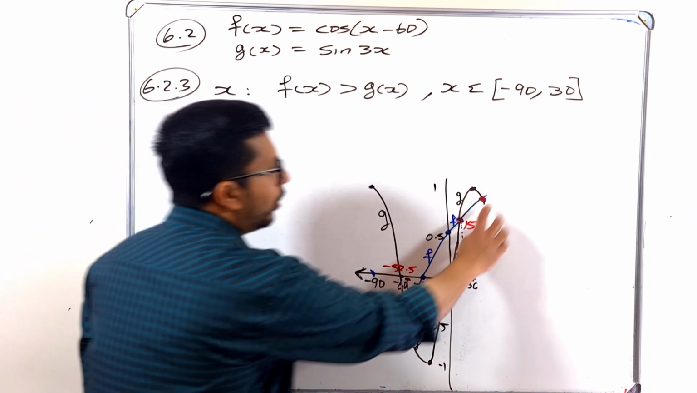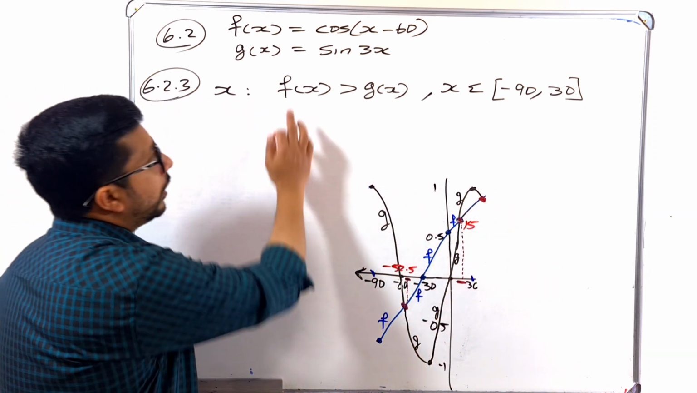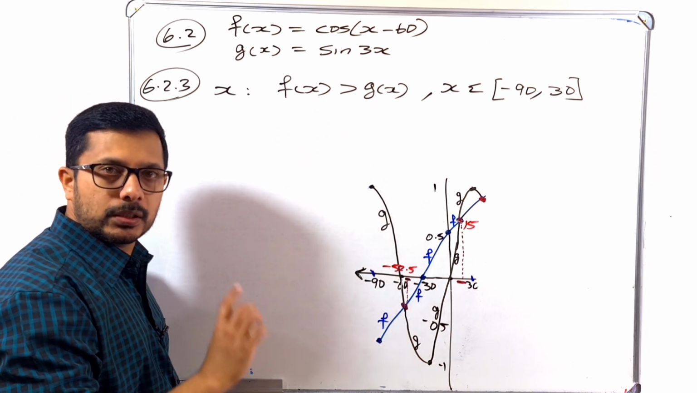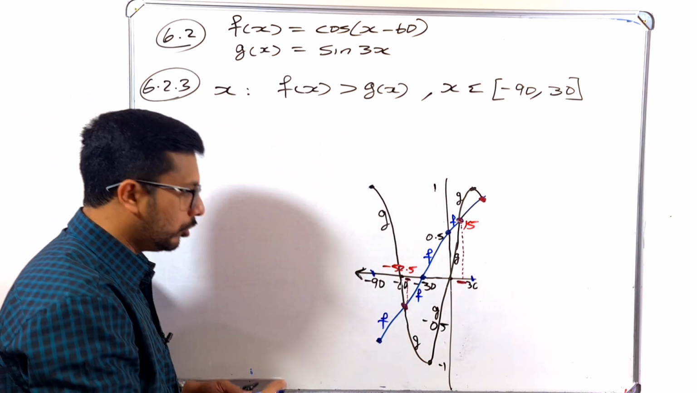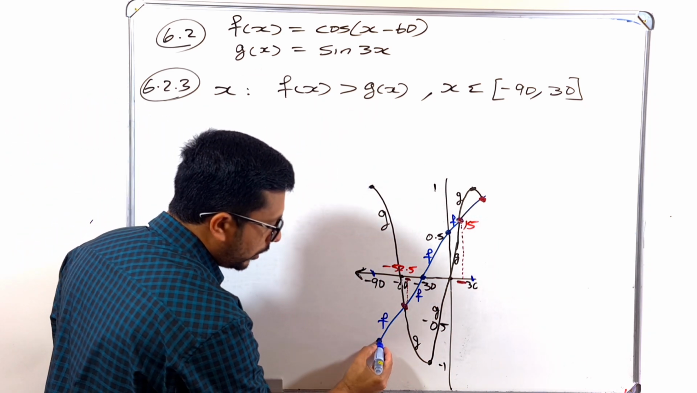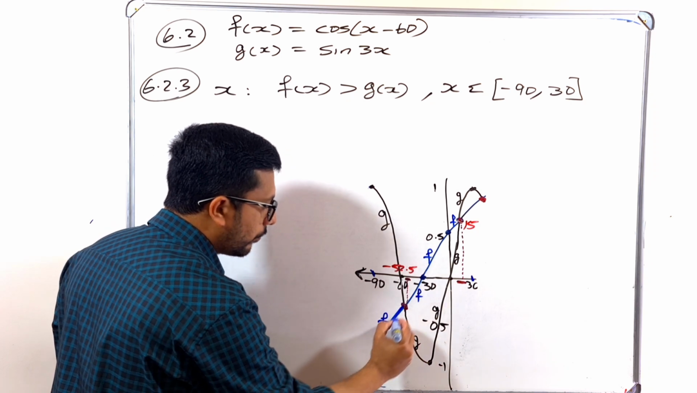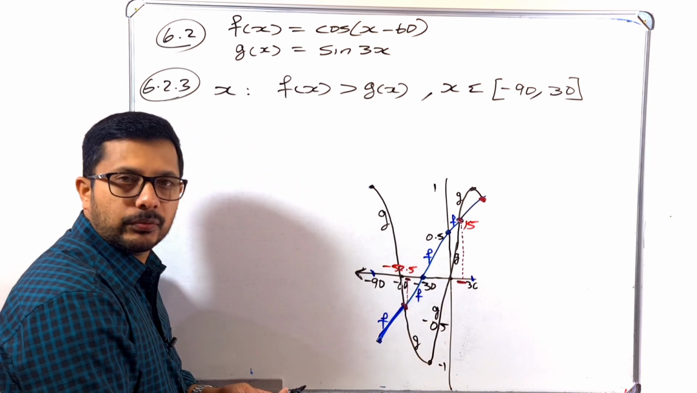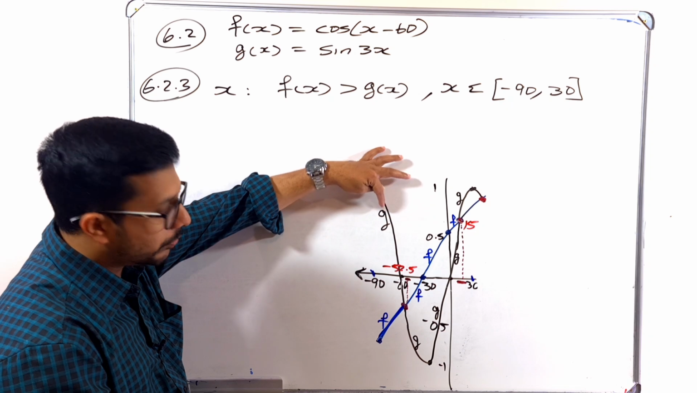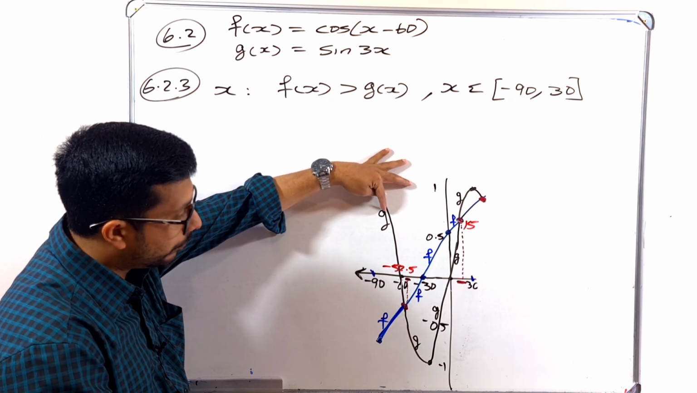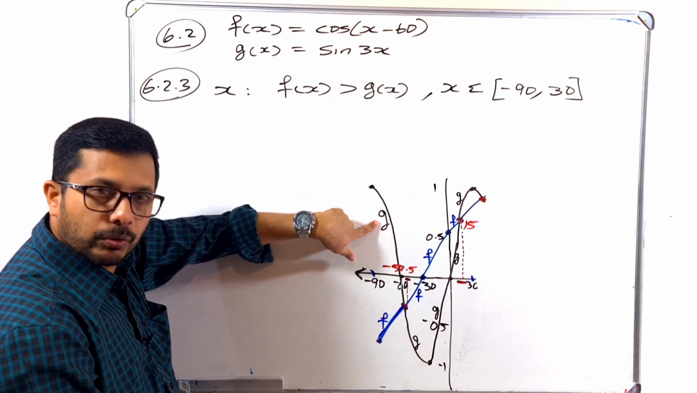Okay, now look at this one. f of x is greater than g of x means the f of x graph must be on top. Okay, so here look at this. This is the f of x graph. Where is that f of x graph? Which one is on top, g of x or f of x? Of course g of x is on top.